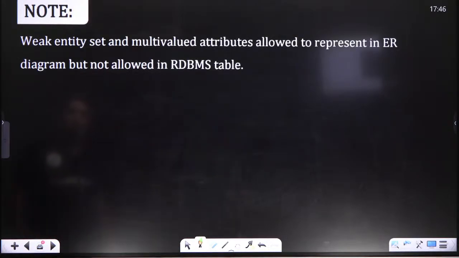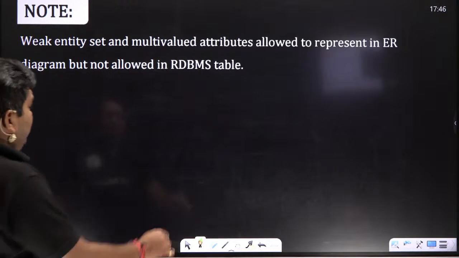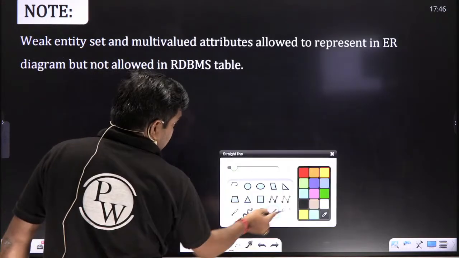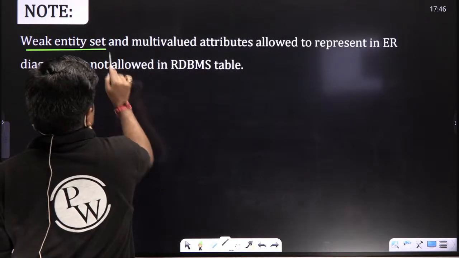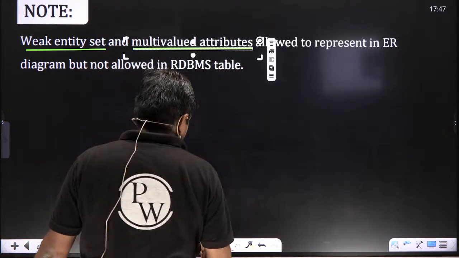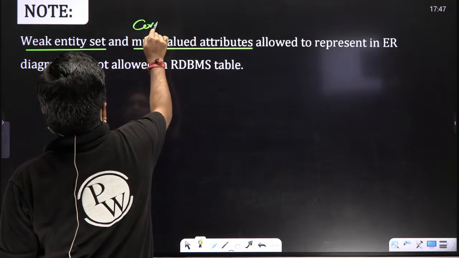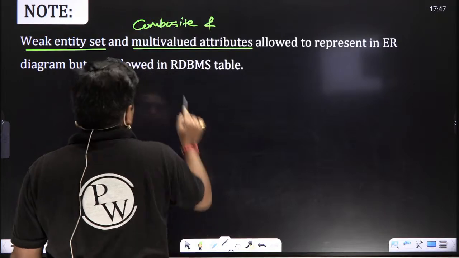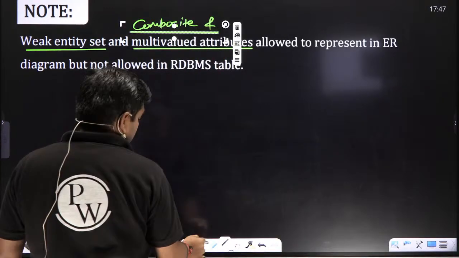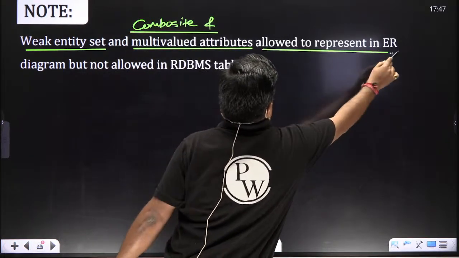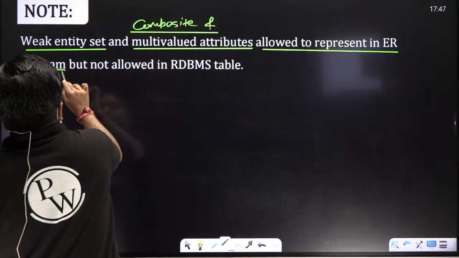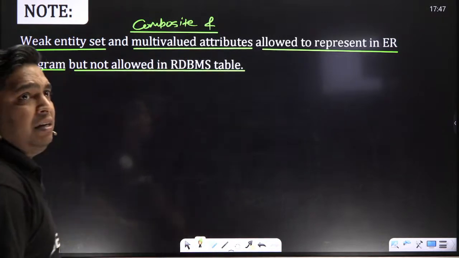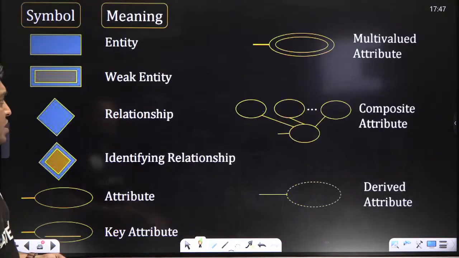Now, this is the key point. A weak entity set, and multi-valued attribute and composite attribute are allowed to be represented in an ER diagram, but not allowed in an RDBMS table.